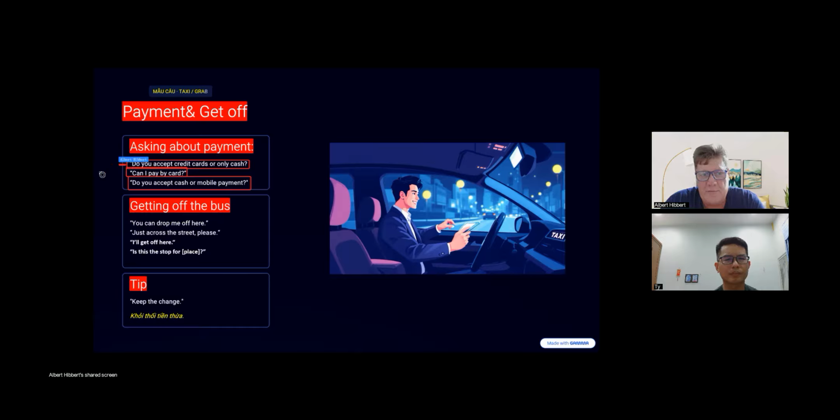Do you accept credit cards or only cash? Or you can ask him, can I pay by card? Or you can ask him, do you accept cash or mobile payment? You can ask him any of these. It depends on how you would like to pay. When you are on the bus and it's time to get off the bus, then you can tell the driver, you can drop me off here.